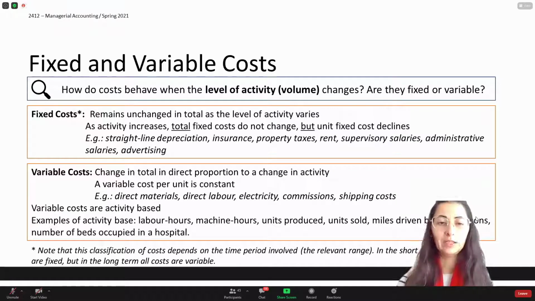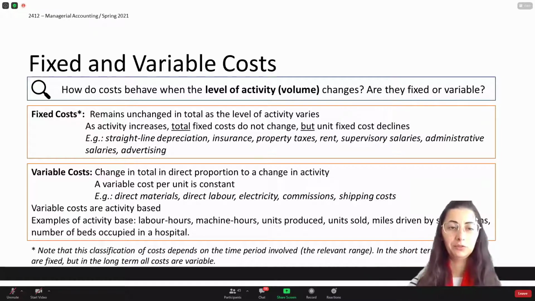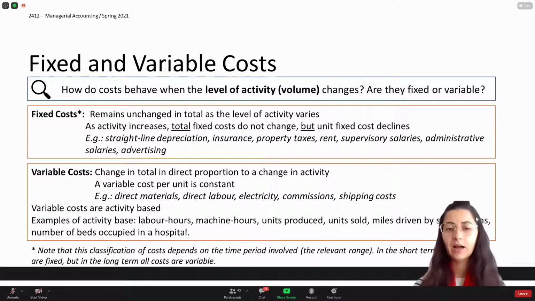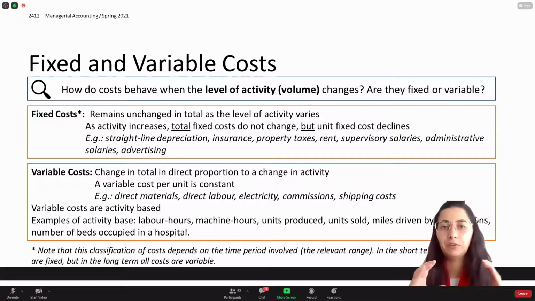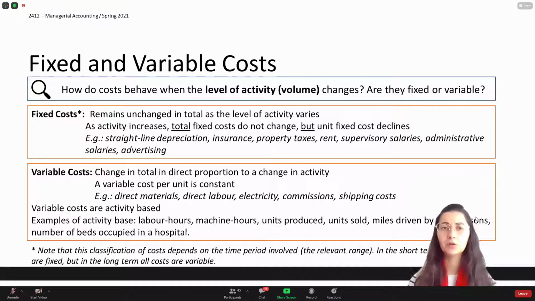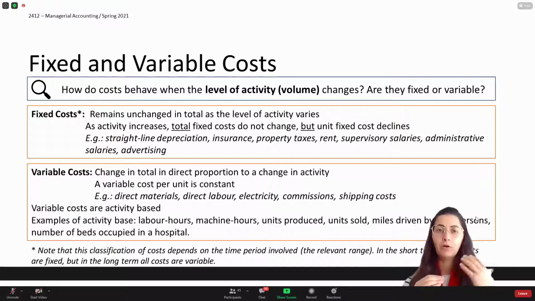Now notice that we have a little star in fixed costs, because fixed costs are fixed for what we call the relevant range. So fixed costs are only fixed in the short term, because in the long term, everything is variable. An example of a fixed cost is the rent of the factory. Independent of the number of units that we produce, we will pay the same rent. So it's a fixed cost.